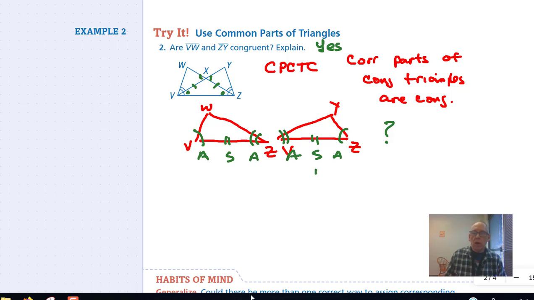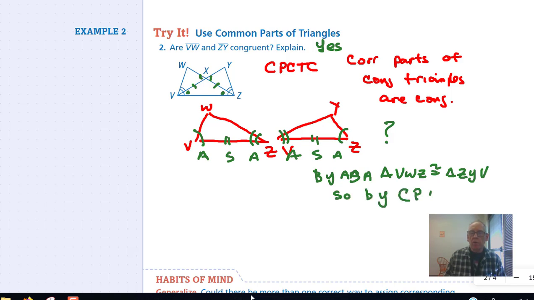And the reason is by ASA, triangle VWZ is congruent to triangle ZYV. So by corresponding parts of congruent triangles being congruent, we can say that VW is congruent to ZY, because those are the corresponding parts of those two triangles. Okay, let's move on.